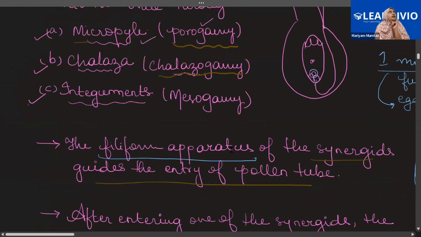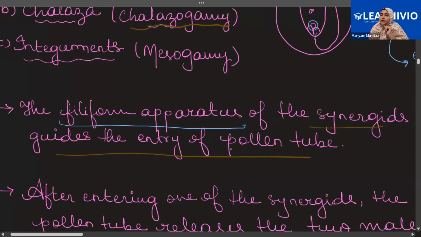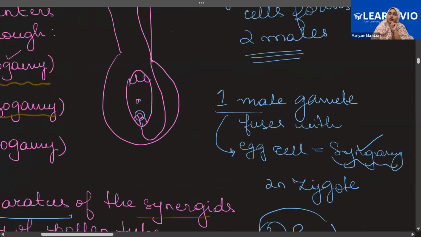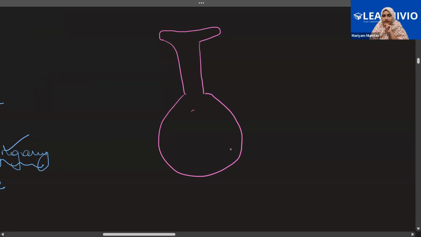Now, we know that the filiform apparatus that is there in the synergid is responsible for guiding the pollen tube, for helping the pollen tube to come inside. And I'll tell you one thing. For example, this is the stigma, the style, the ovary. Inside the ovary, there is the embryo sac.